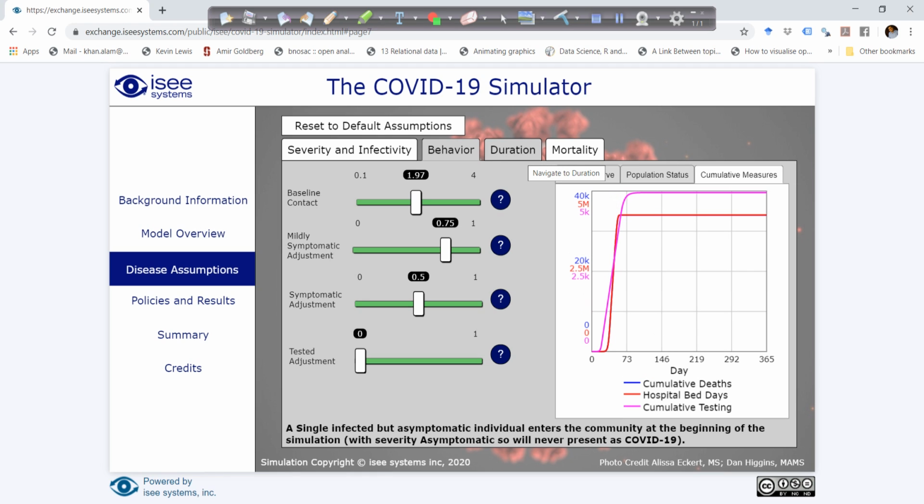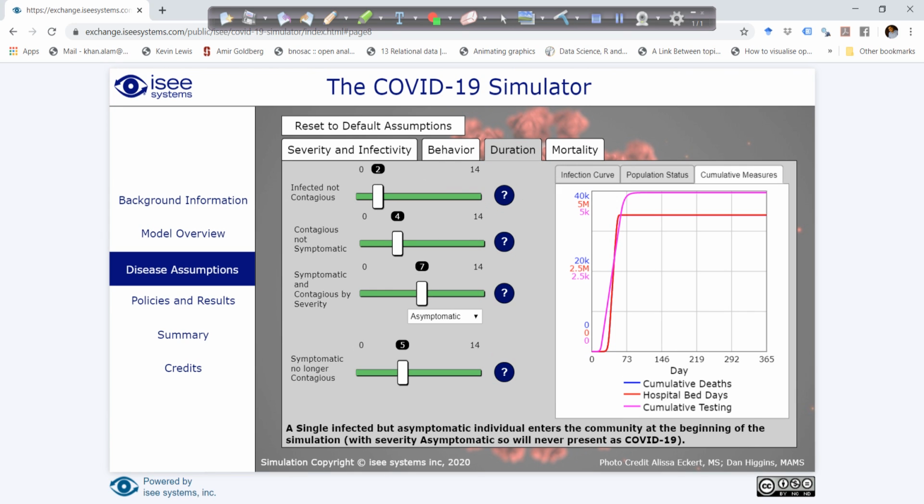Now let's change the duration. The first is infected, not contagious. How long does this happen? Normally it's said that it takes 14 days, but if you assume that the peak is around 7 days. Now contagious but not symptomatic, that is the riskier part of it, and let's say that's 7 days as well.